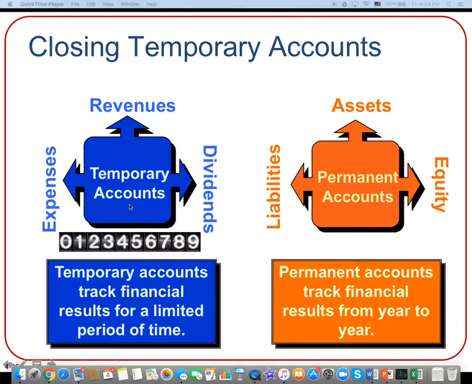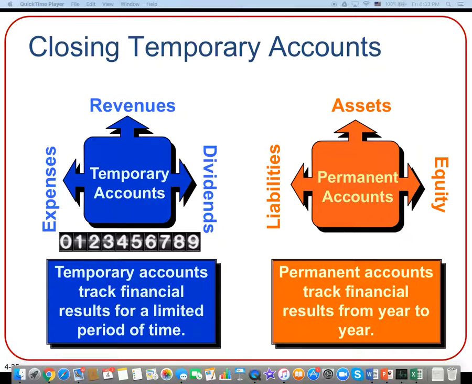So all of these temporary accounts, the revenue account, expense account, and dividend account, track financial results for a limited period of time. Limited normally means a year, right? So after a year, we know how much we've earned. Let's restart for next year and see how much we're making. So you kind of restart it over for next year.